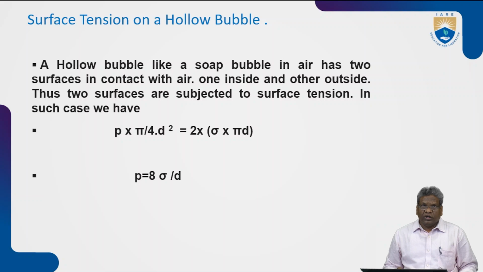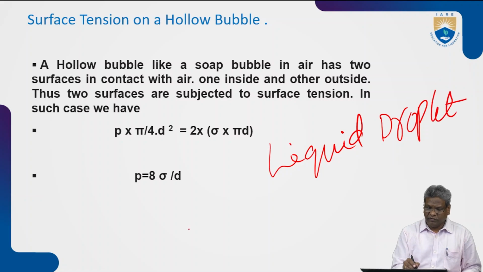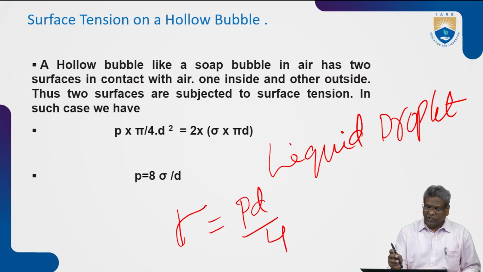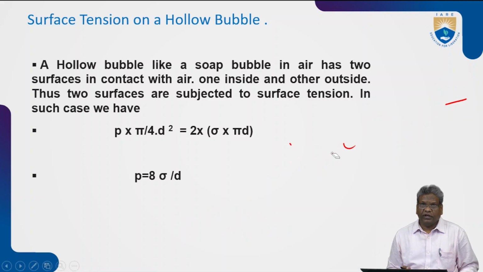So surface tension of a hollow bubble. In the previous class, we discussed a liquid jet and liquid droplet. For the liquid droplet, we derived an expression: sigma, the surface tension of the liquid droplet, equal to PD by 4. Now, what is the surface tension of a hollow bubble?